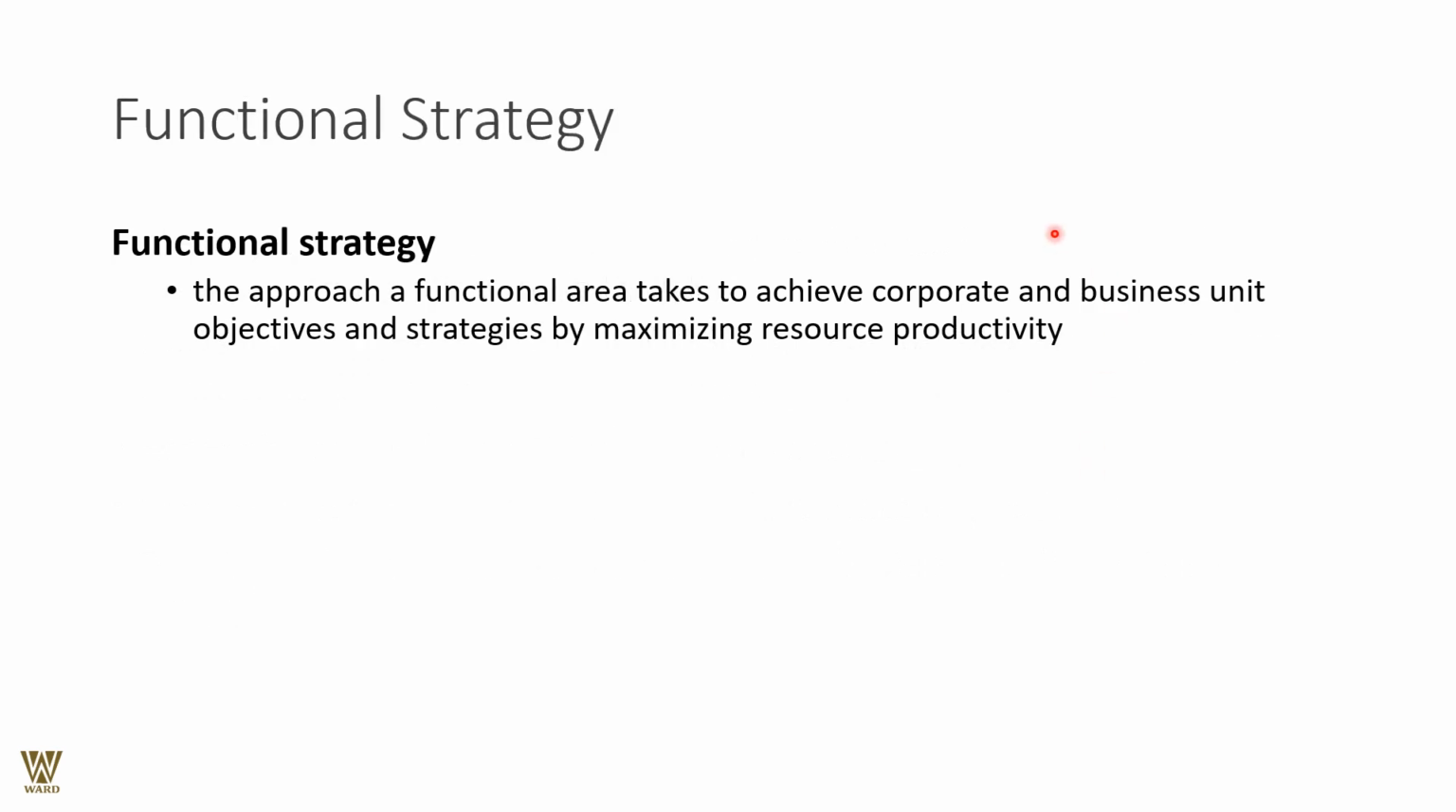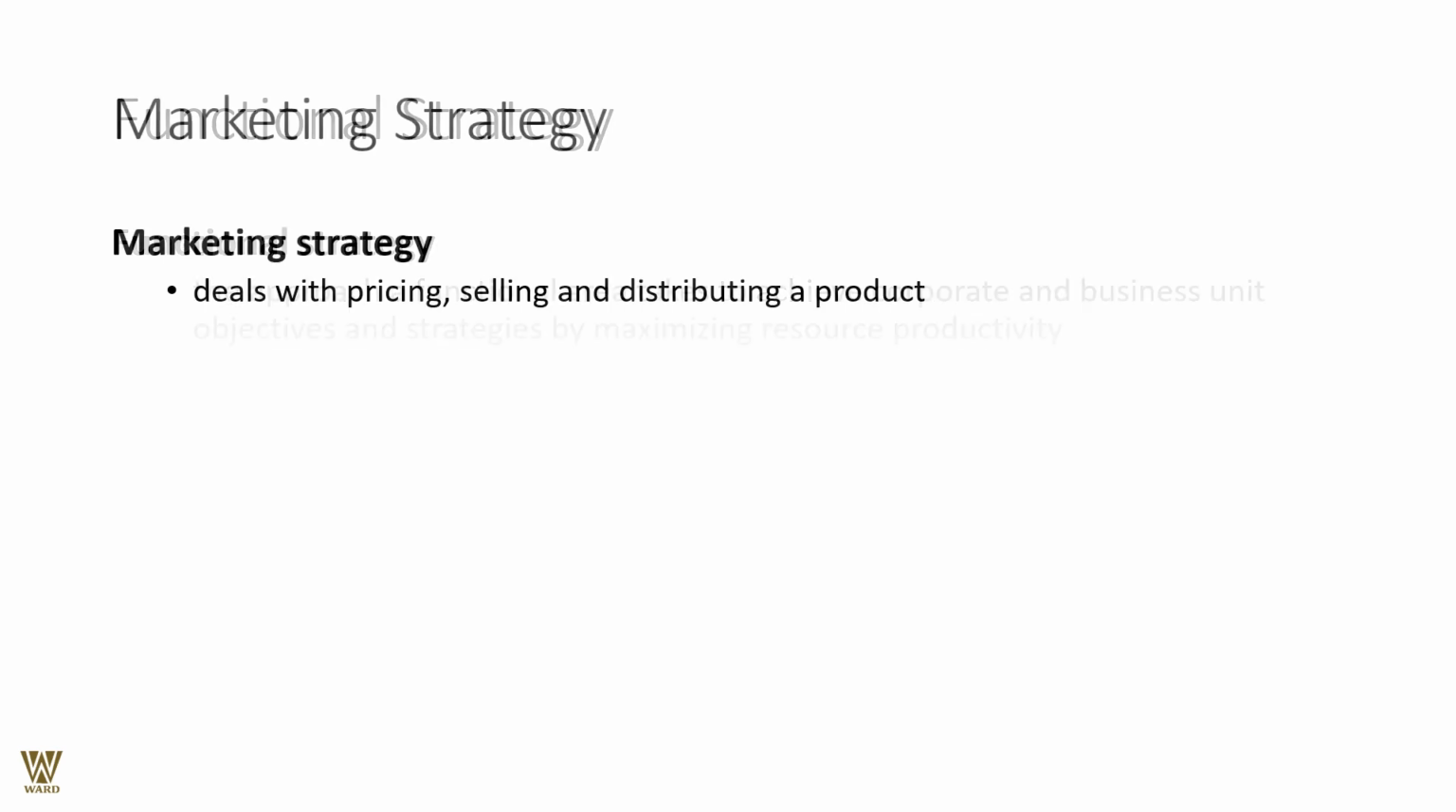So, functional strategies. The approach of functional strategy areas is to achieve corporate and business unit objectives and strategies by maximizing resource productivity. Why do we have a functional strategy? So that we have minimum input and maximum output. That is what will increase the efficiency of the organization. That is the essential approach for any corporate or business unit: minimum input and maximum output.